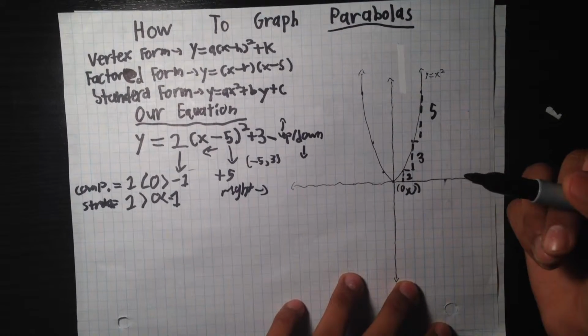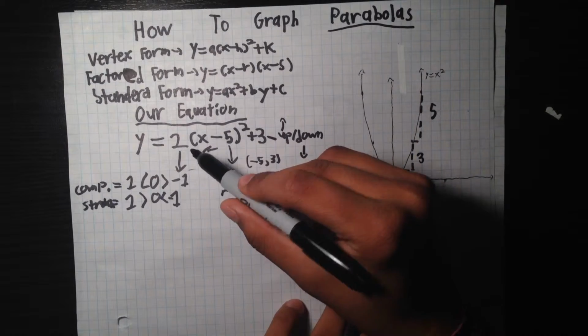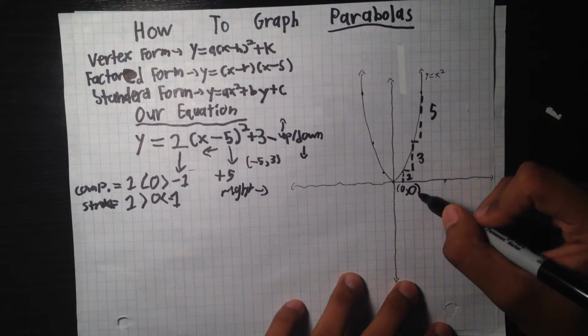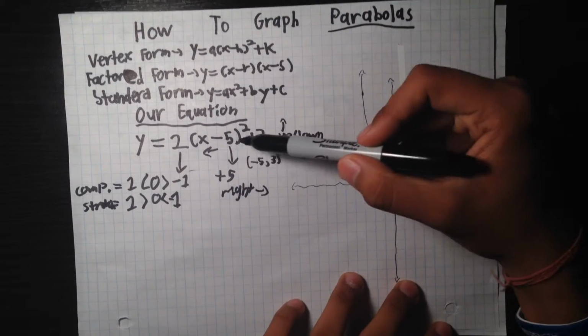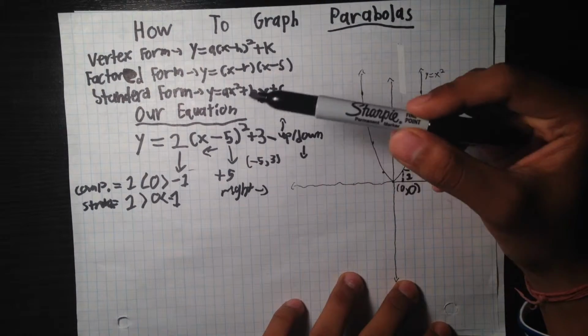And then what I like to do after that is take the y value and multiply it by 2, or if it's a fraction, multiply it by the fraction. So let's see, 2 multiplied by 0. We're going to multiply only the y value. So 2 multiplied by 0 gives you 0. But we're not finished yet because we still have the -5 and the +3.